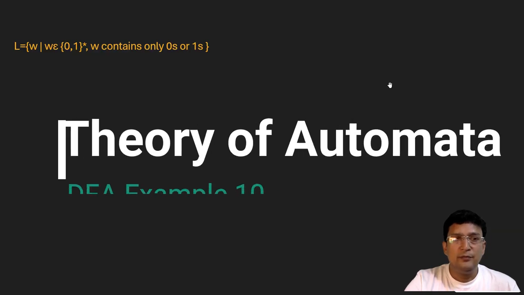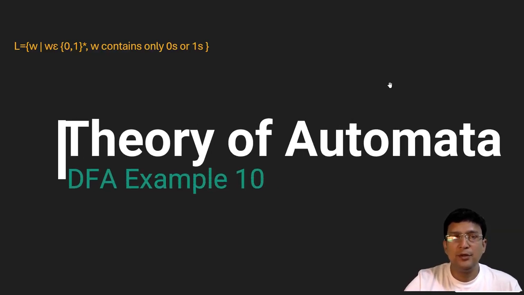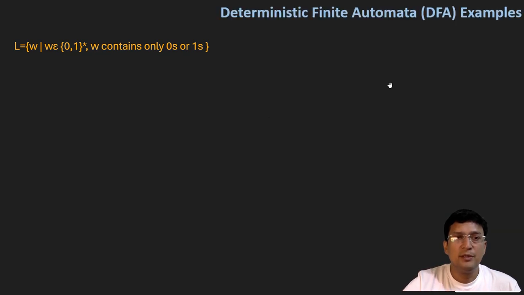Hello everyone, we will see some more examples related to the DFA. Let's say that the language is given as W such that W is an element of {0, 1}* and W contains only zeros or only ones. It means our language contains only zeros and only ones. So let's say we make the language set.